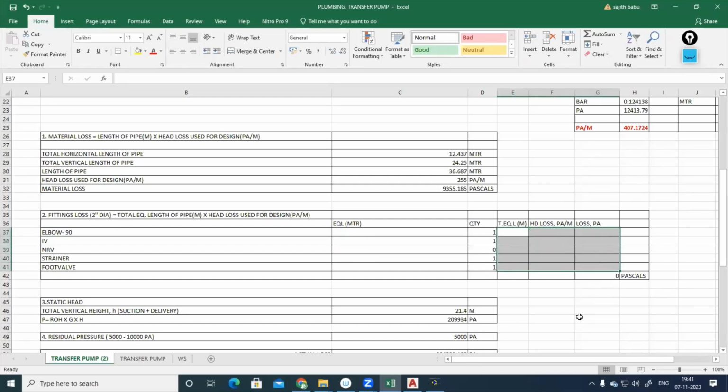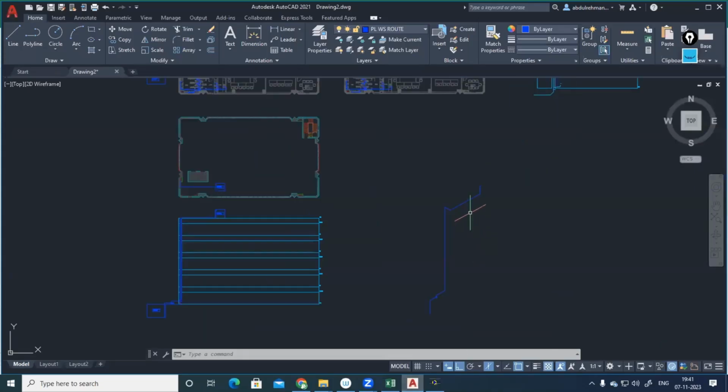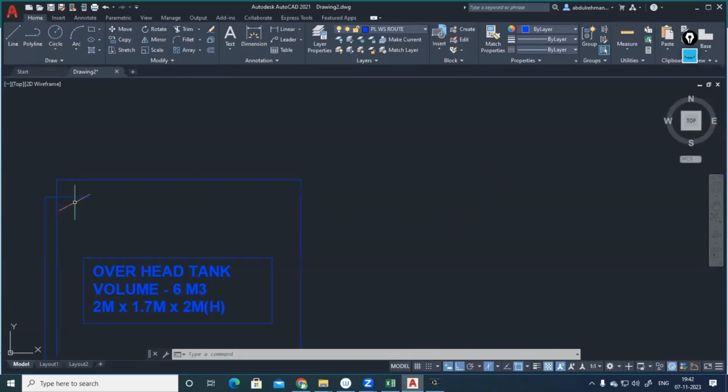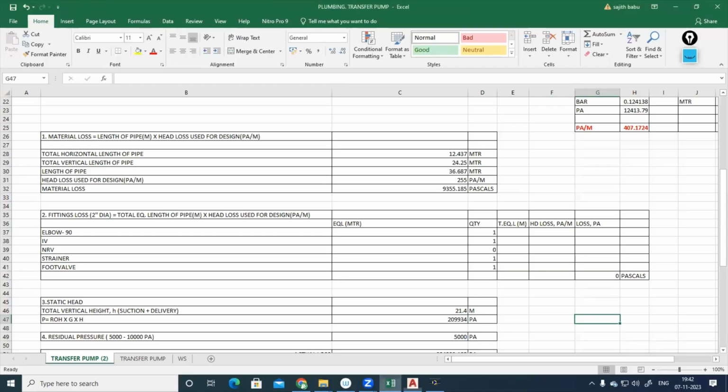90-degree elbow. 7 numbers in the root. 7 numbers in the root. 1 number here I am considering. 8 numbers. 2-inch quantity elbow, 8 numbers.